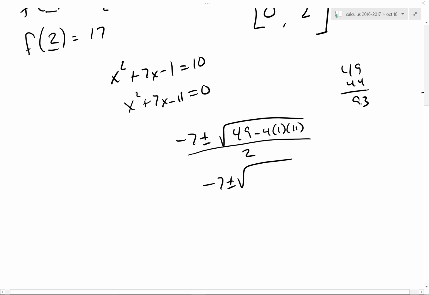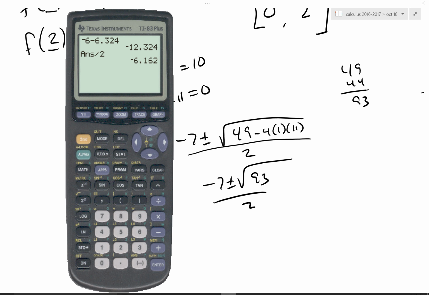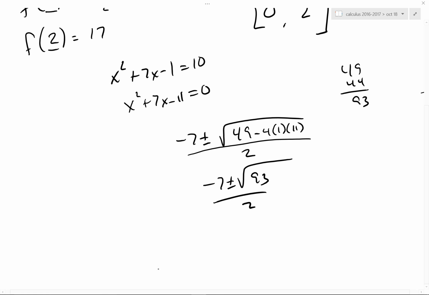This is 93. Okay, and the square root of 93 is 9 point something. Square root of 93, 9.6. I'm not interested in the negative one because that'd be negative 16 divided by 2, which isn't really, I don't care about that one. But I do care about the other one. So it's going to be 2.6 divided by 2, which is 1.8.